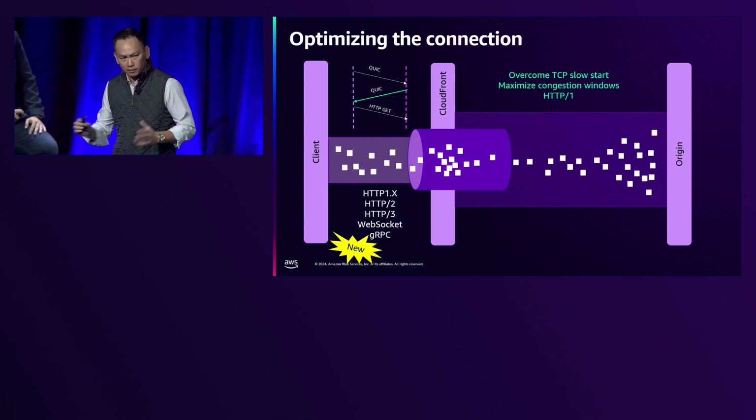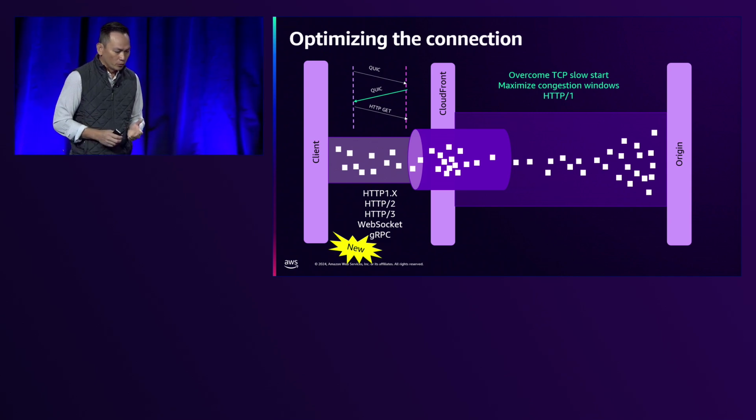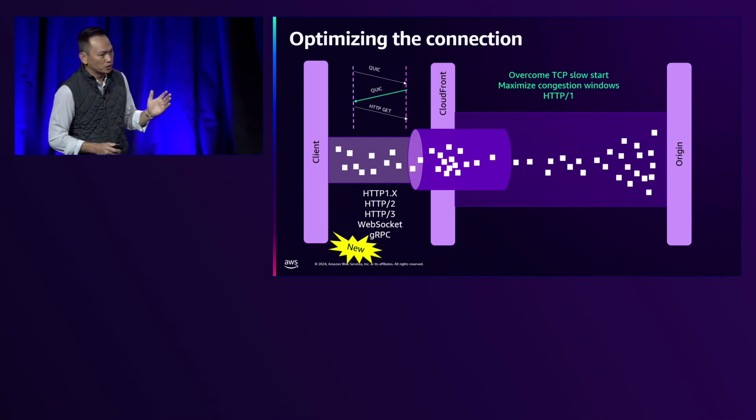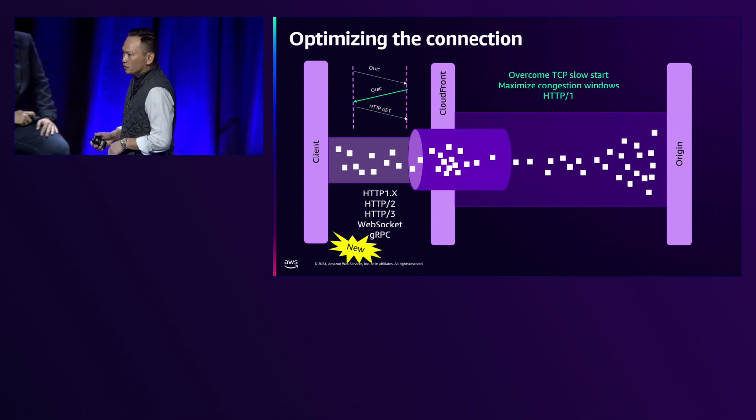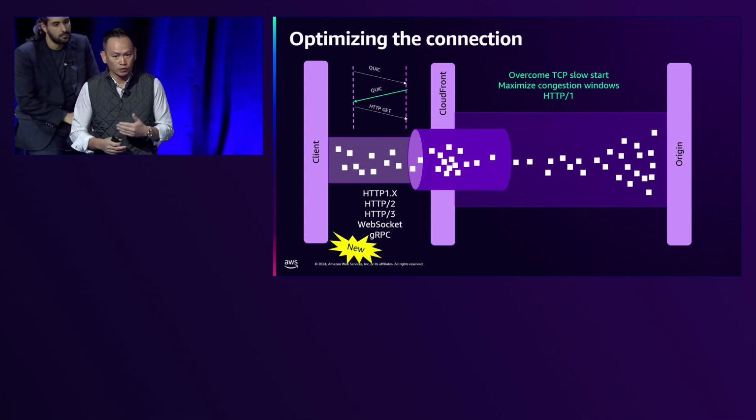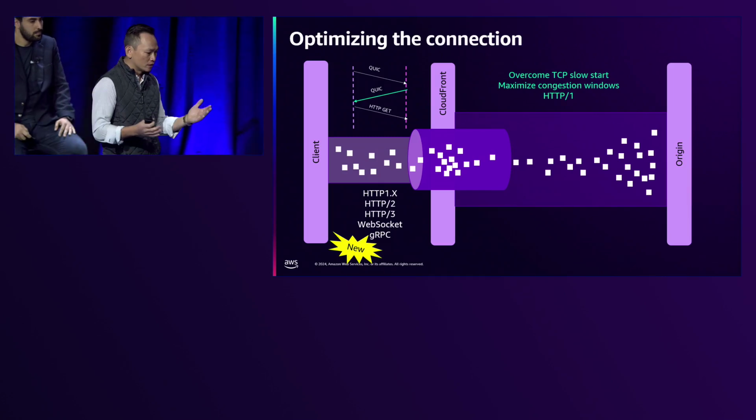Now lastly, something that's important that's worth noting is, with the exception of gRPC, that connection between your origin servers and our CloudFront edge locations is done over HTTP 1. We find that it allows us to give the most performant experience because we're able to do all these TCP tricks, right, and really collapse these requests.